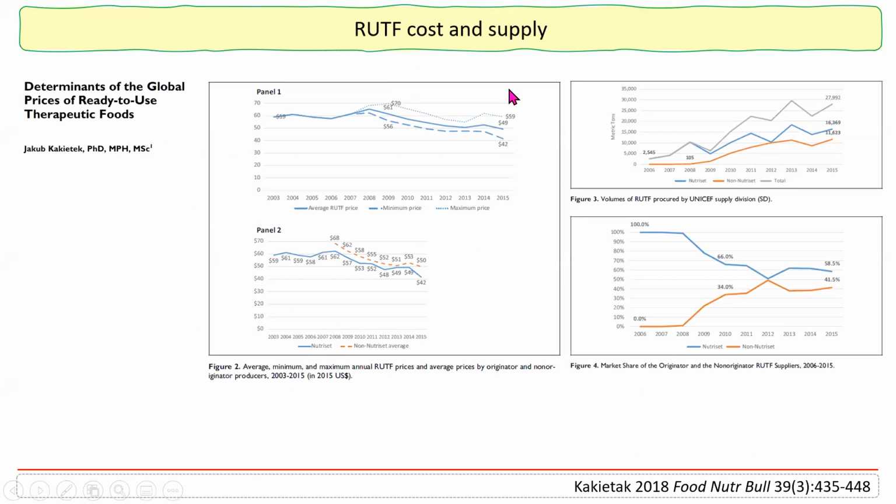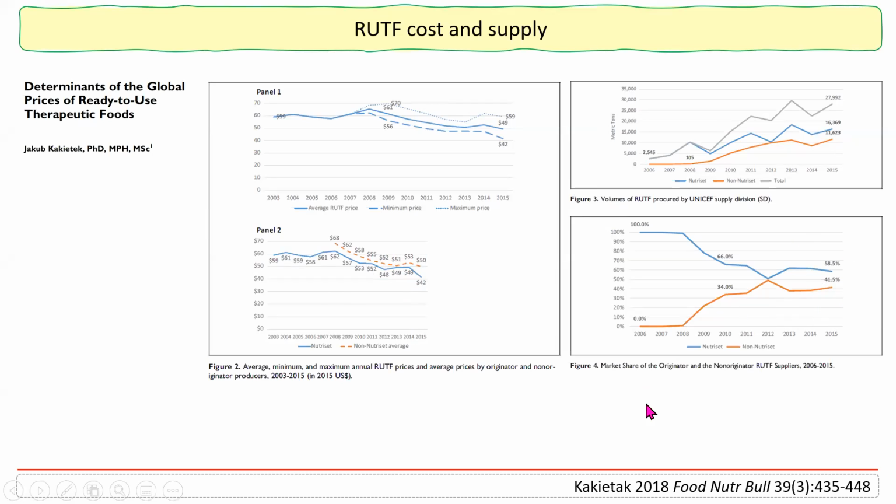And so, I'll just go through this. You can see that the price has steadily declined. The price of ready-to-use therapeutic food, these are from international suppliers. There were always arguments that Nutriset had a monopoly, but even when new suppliers were introduced, the Nutriset price, which is the line in blue, was always lower than the average price of other manufacturers. And you can see that about 60% of the market still belongs to Nutriset and about 40% to other developers.